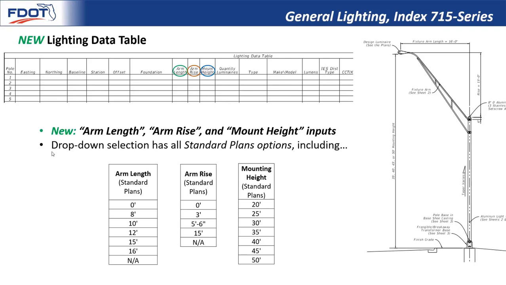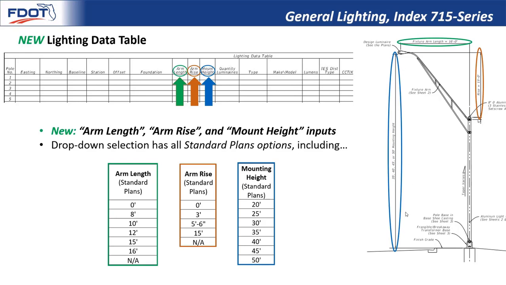The drop-down selection has all the standard plans options, including the arm length, as shown up at the top. For example, 16 feet would be the extreme case for the utility conflict pole, and 0 feet is the opposite extreme that would be used for no arm and a pole top mount. NA means not applicable, and that may be used for something like bridge underdeck lighting or sign lighting. Arm rise is the next dimension, shown here over to the right, and again 15 foot is the extreme, used for the utility conflict pole. 5'6" is the greatest for standard aluminum lighting, and 0 would be a pole top mount.